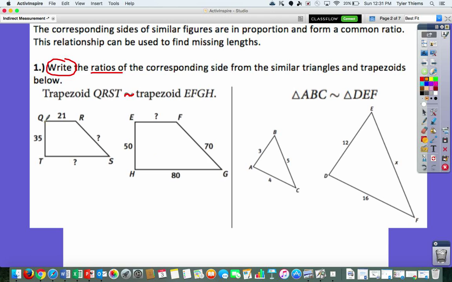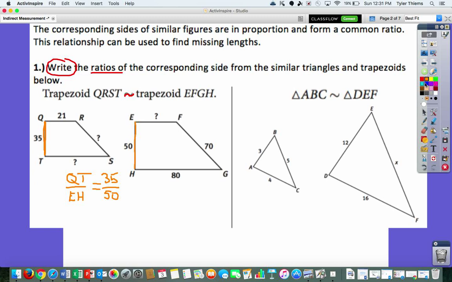The first corresponding side is this side QT. If you look at the other bigger trapezoid, that's going to correspond to the side EH. So we'll write in our notes, QT over, this is a ratio, over EH. And we know the side lengths of those two. The small is 35 over 50. So that's the first one.